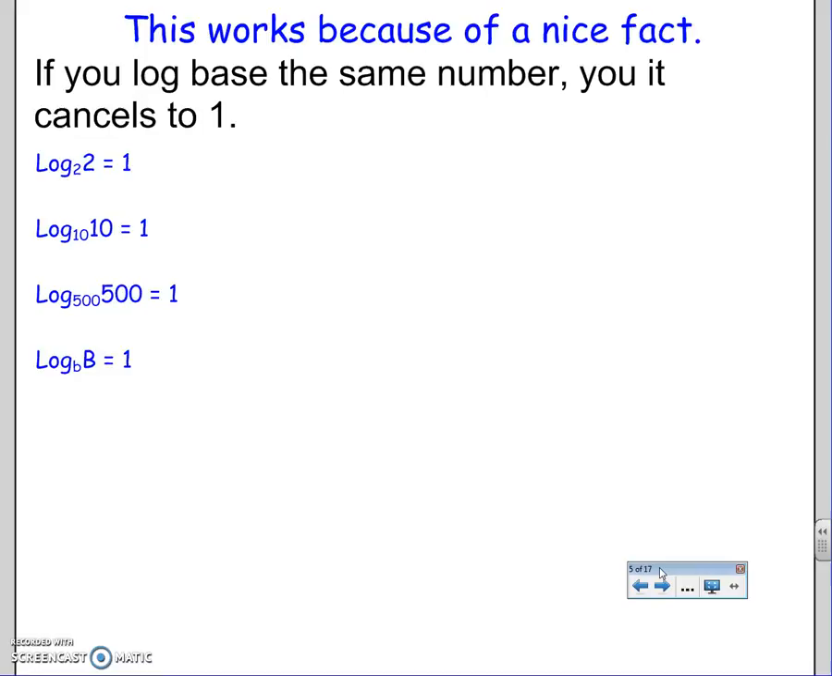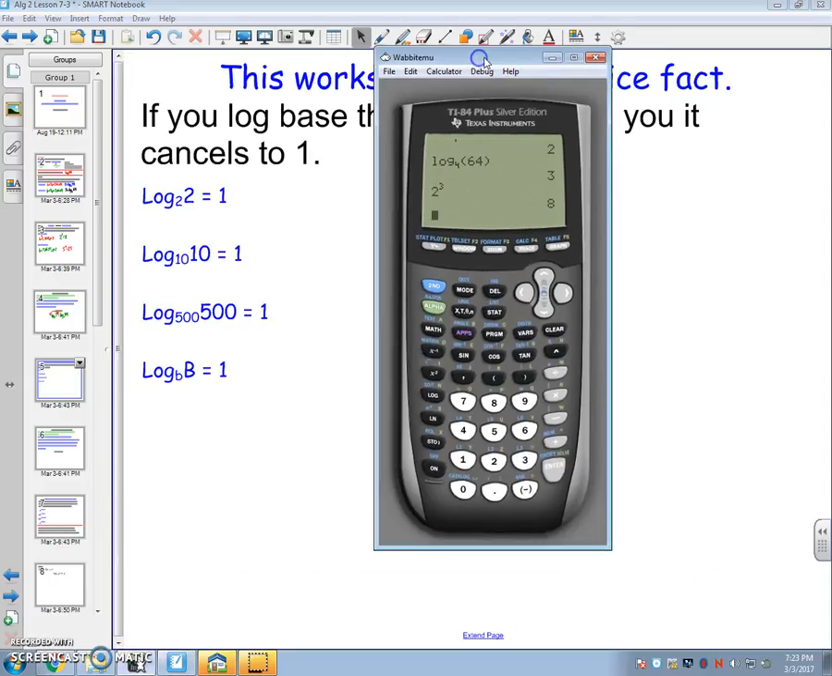If you take a log with the same base as the number, it cancels out to 1. For example, log base 2 of 2 is 1, log base 10 of 10 is 1, log base 500 of 500 is 1, log base b of b is 1, log base x of x is 1. And I can use that in the calculator fast. For example, log base 2 of 2 equals 1. Log base 10 of 10 equals 1. Log base 500 of 500 equals 1.